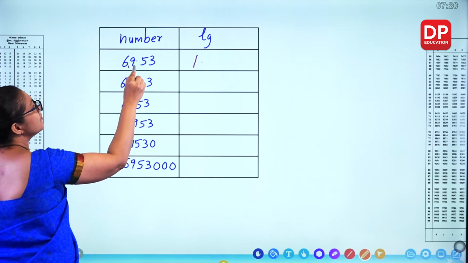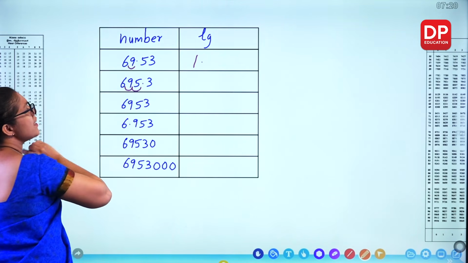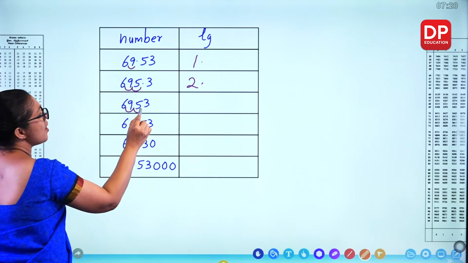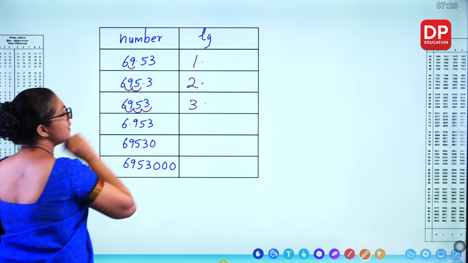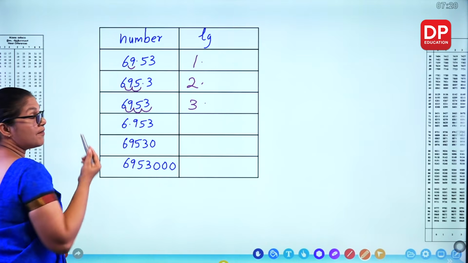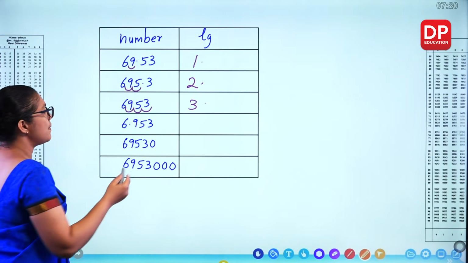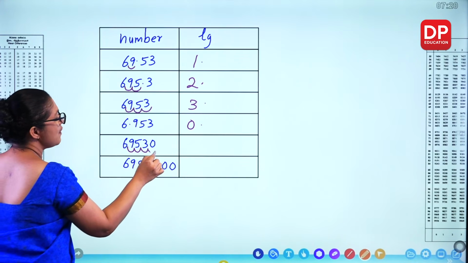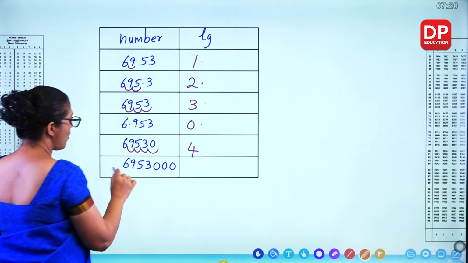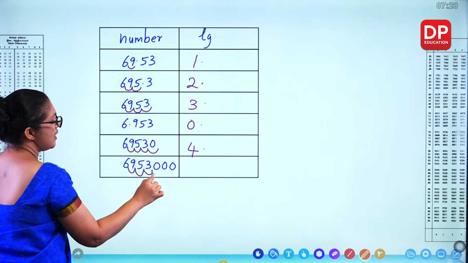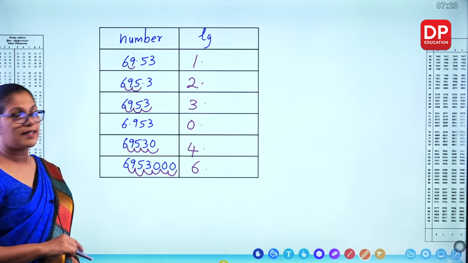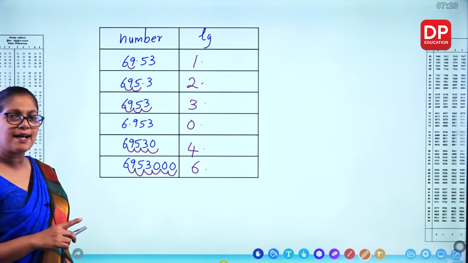Here, how many places to the right? 2 places, so 2 point. This one, 1, 2, 3, so 3 point. Here, we don't have to change the decimal place, so 0 point. Then 1, 2, 3, 4, you get 4 point here. 1, 2, 3, 4, 5, 6, so 6 point.